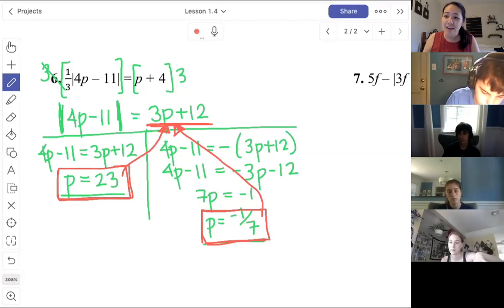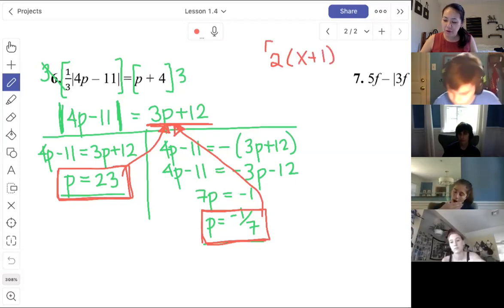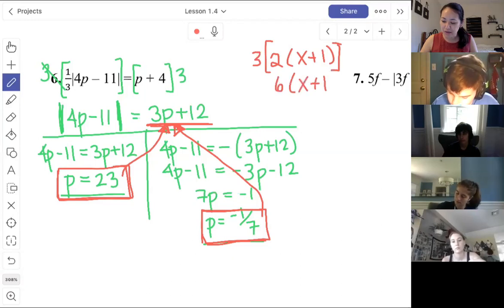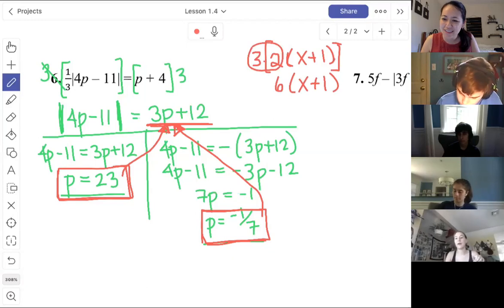Oh, good question. Yeah, so what's happening is it's almost like when you have, let's say, 2 times x plus 1, and if I do that whole thing times 3, I can actually just make that 6 times x plus 1. Because it's 3 times 2 times x plus 1, you can decide if you want to multiply the 3 with the 2, and that gets multiplied with the x plus 1. Does that make sense? Yeah. Okay, cool. Good question. All right, other questions?